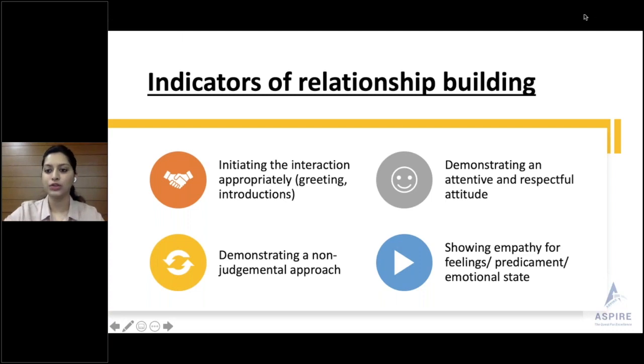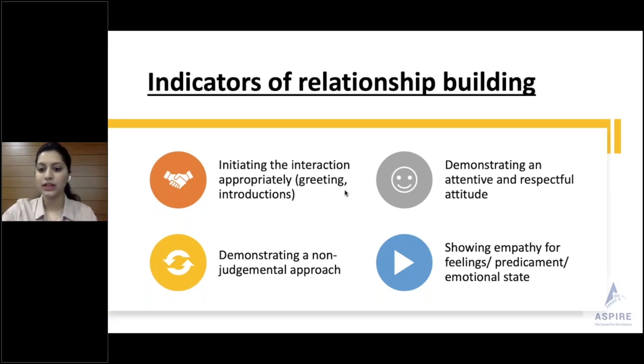So what are the indicators of good relationship building? Initiating the interaction appropriately, that is your greeting and your introduction. This helps establish rapport and a supportive environment. Initiation involves greeting the patient, introducing yourself, trying to cross-check the patient's name, and clarifying your role in their care. The nature of the interview can be explained and, if necessary, negotiated.